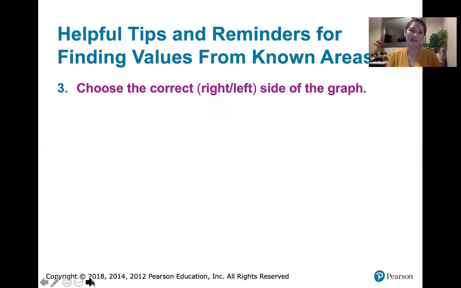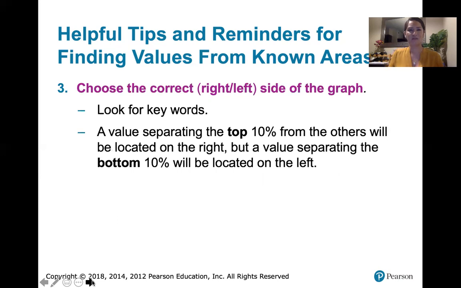And the next tip is to make sure you choose the correct side of the graph, like the right side or the left side of the graph. Here you're just looking for keywords in the problem statement. So if a problem statement says that you're looking for a value separating the top 10% from other values, that top 10% represents the 10% of the area on the right, and then you want 90% of the area on the left. But a value separating the bottom 10% from the rest of the area would be on the left of the graph. You'd have that 10% on the far left and then the top 90% on the right.